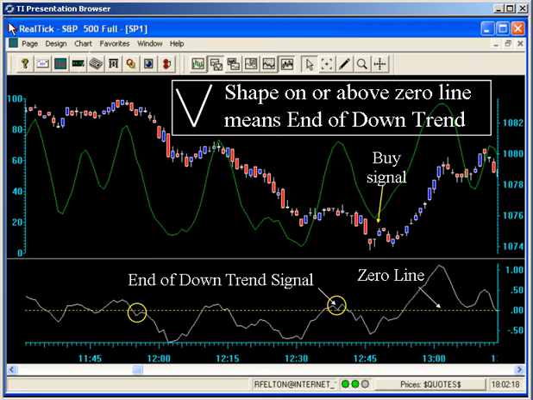This yellow circle identifies an incorrectly formed end of the trend signal. It is below the zero line, and that is incorrect. An end of the downtrend indication must be on or anywhere above the zero line. Also, there's no downtrend in the market associated with this signal, even if it were correct. This yellow circle identifies an end of the downtrend signal with correct formation, but it has no market downtrend condition associated with it, so we would ignore it.